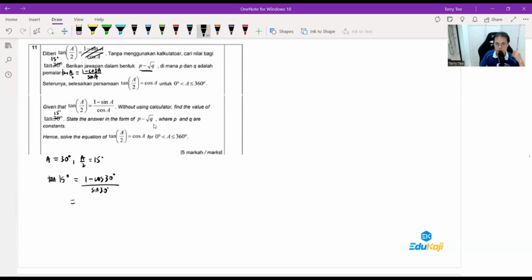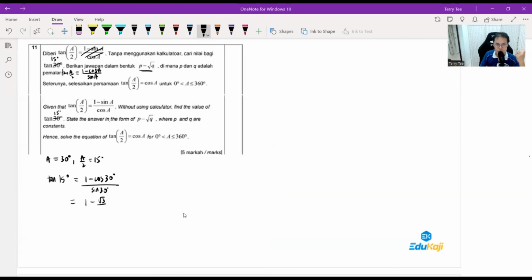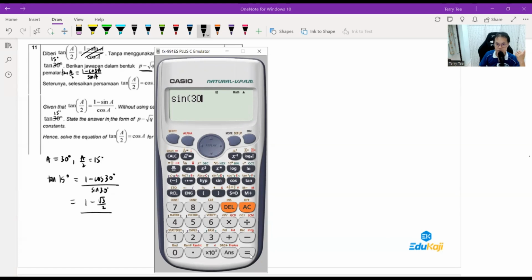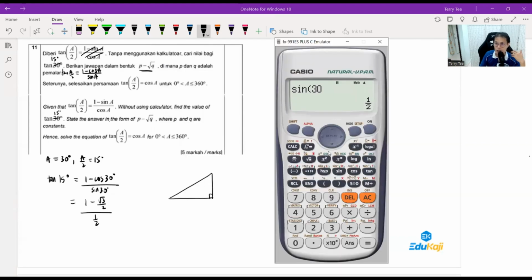Now, cos 30, if you have a calculator, you can find that directly. If you don't have one, you have to use a triangle method. Cos 30 is root 3 over 2, so I'm going to write root 3 over 2. Sine 30 is half, which is 1 over 2. Now, I say this again: if you don't have the calculator, you need to draw a triangle. But even with the other calculator, the 570 MS, you can just type sine 30 and you will get 0.5, which is half.